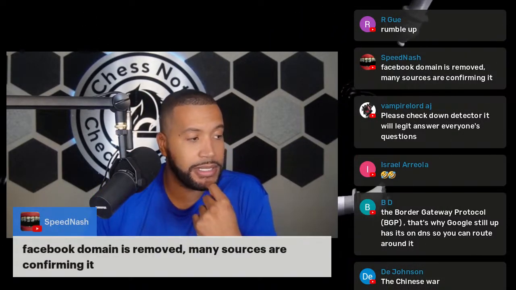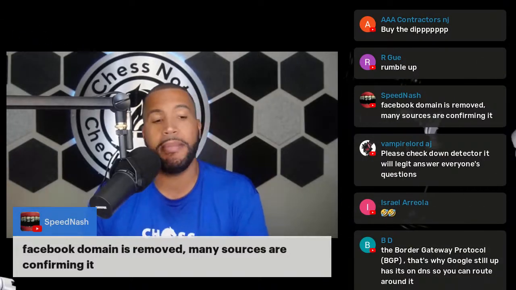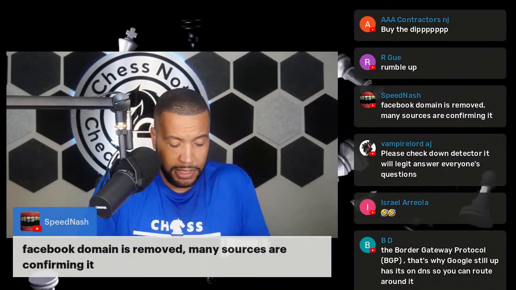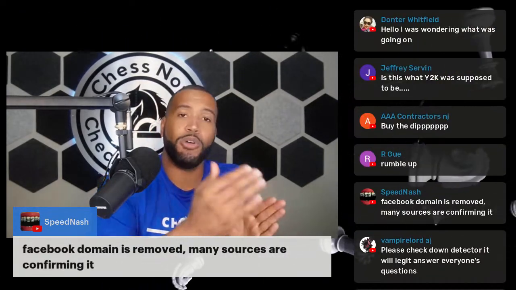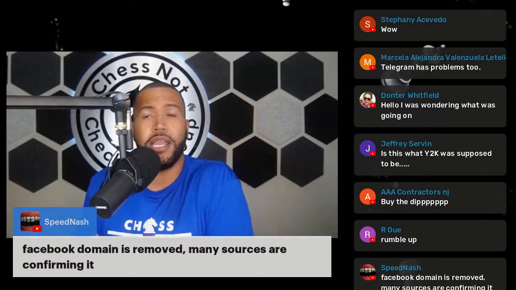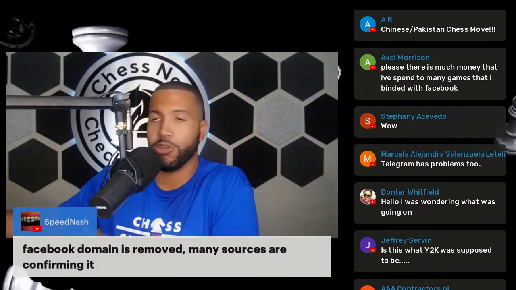The Facebook domain is removed completely. We're getting reports that the Facebook domain is moved. A lot of sources are confirming it. What that means is that in the DNS service, when you type in facebook.com, it goes to a third-party service. That service takes that domain, changes it into a number, and then sends it to the server that goes with that number.